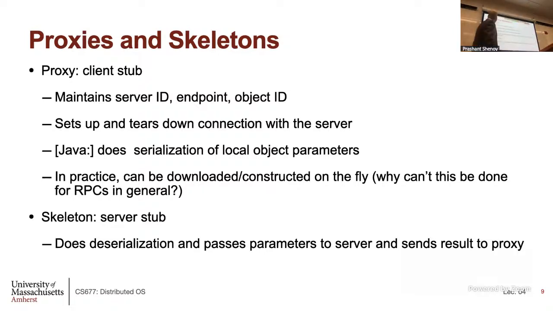Okay? So the client will serialize and send all the objects. The server will deserialize and reconstruct not the objects, but the parameters to the method. And the server will deserialize, extract the parameters, and invoke the method. Is that clear? Okay. All right.